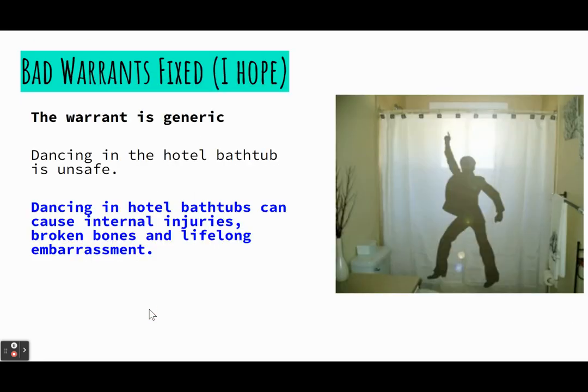Let's try to look at some examples. A generic warrant: dancing in the hotel bathtub is unsafe. That is really generic. So think about: dancing in hotel bathtubs can cause internal injuries, broken bones, and lifelong embarrassment. At least there's words there that are specific, that apply, I hope, uniquely to dancing in a hotel bathtub. And so I think it's important to think about, can you move beyond the generic and get to some specific ideas that help the reader understand what's going on?